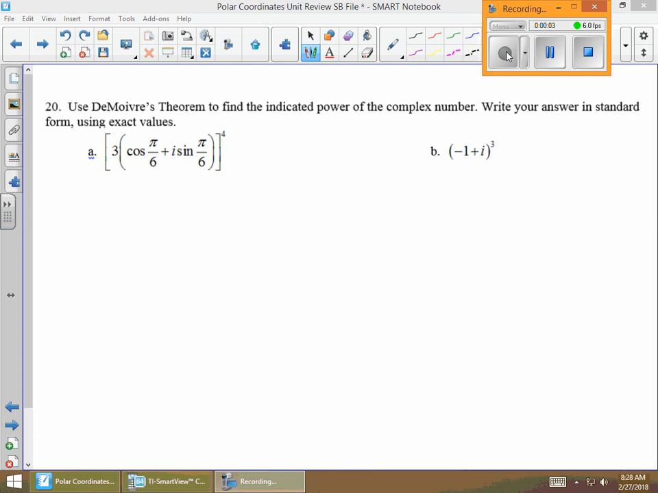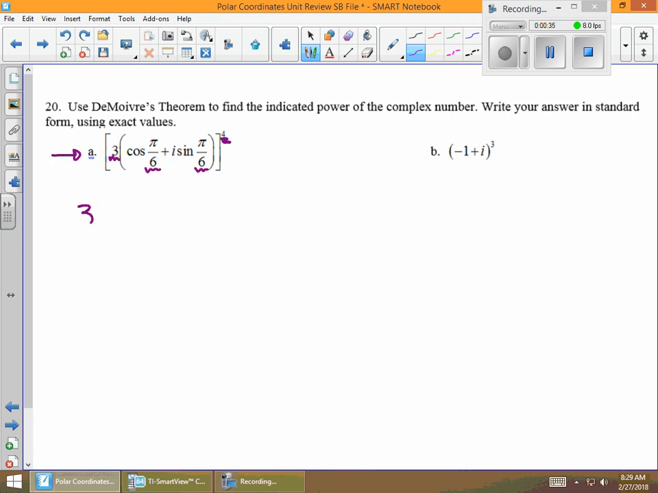Okay, last group of problems from this unit deal with powers. So you have this equation on your equation sheet, and the equation deals with the theorem exactly the way it looks in part A here on number 20. To use the theorem, you take your R value to the power you're given, and then you multiply your thetas with that power as well. So here is how that looks in this form.